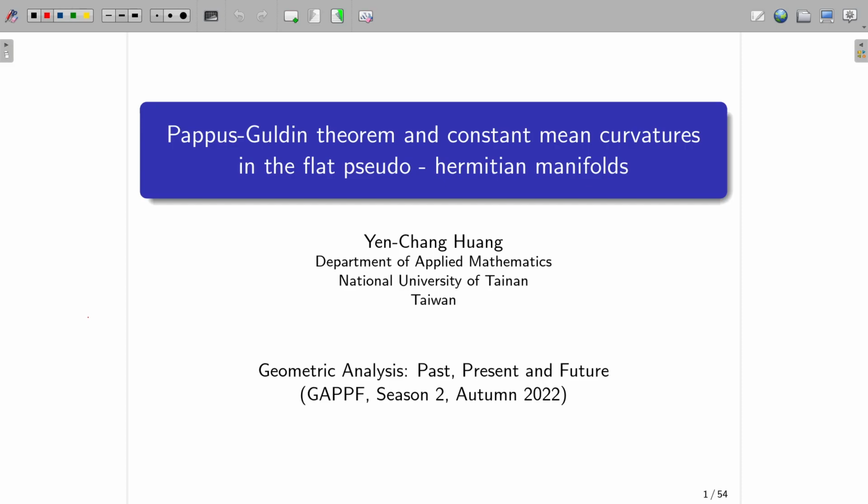Today I'm going to show you my recent work about some geometric results. The title is Pappus-Guldin Theory and Constant Mean Curvatures in the Flat Pseudo-Hermitian Manifolds. Actually, we consider the three-dimensional Heisenberg group as a flat pseudo-Hermitian manifold.